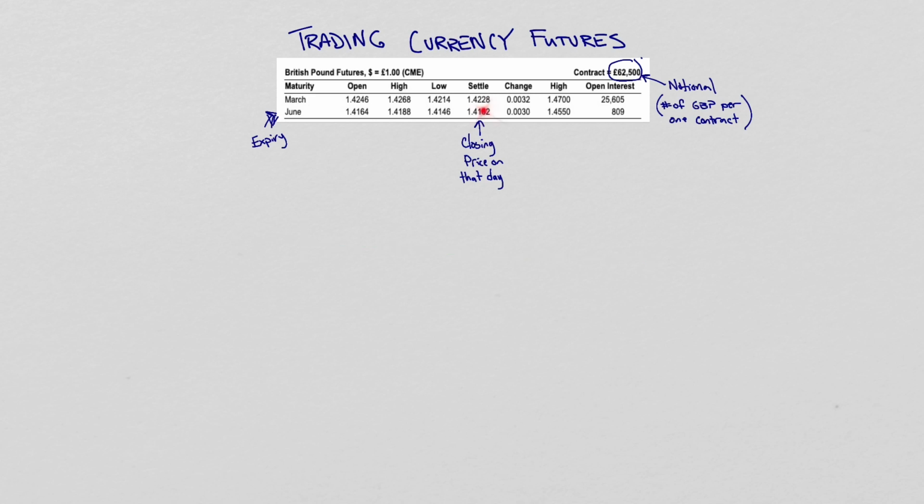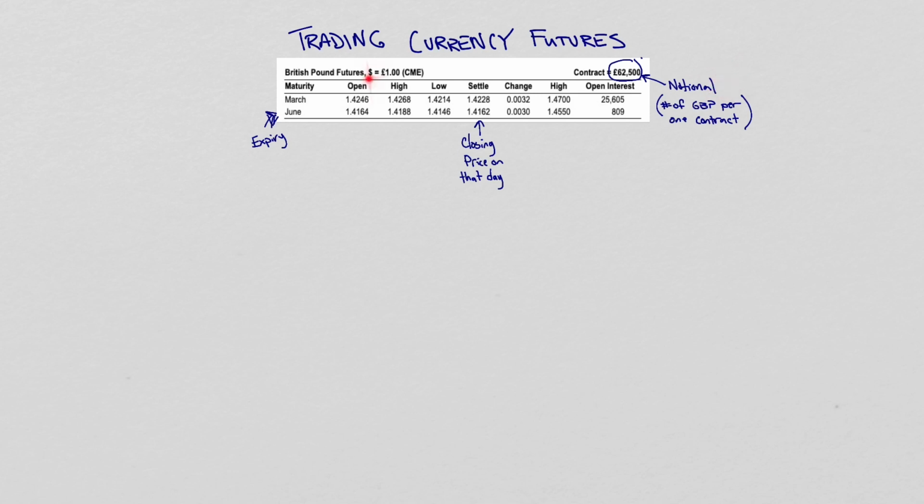And the others, typically we're going to look at the settle price. The settle price is going to be the closing price on that day, whereas these are intraday highs and lows and what the price opened at. So we've got a different futures contract, and hence a different futures price for each maturity. And the other thing that we're interested in right now is something called the notional. That's the number of currencies per one contract.